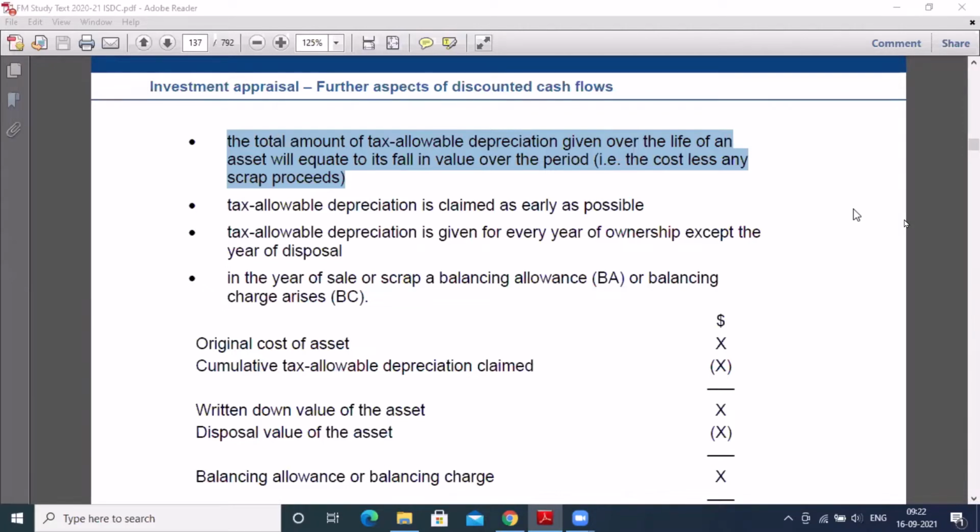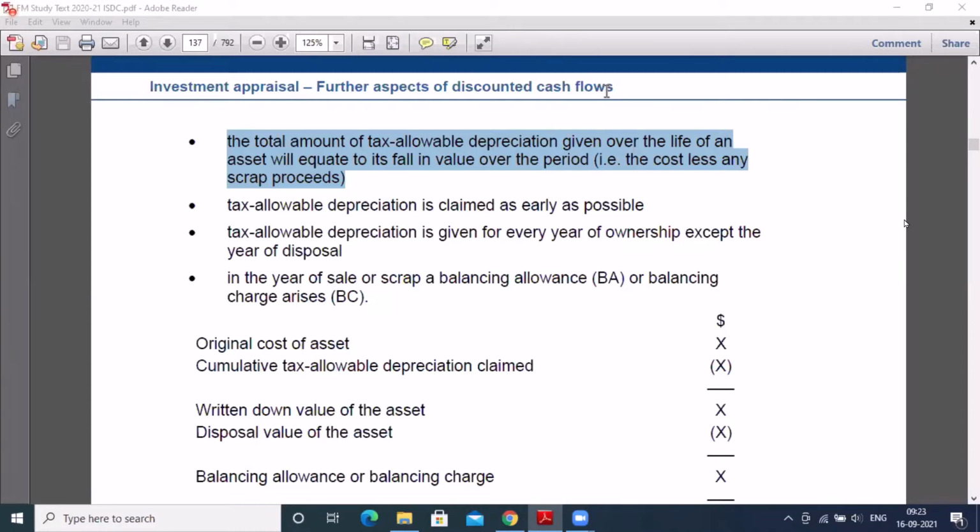It means, whatever depreciation you are calculating, suppose the tax allowable depreciation you calculated for 5 years, and the total value of depreciation for these 5 years is equal to its fall in value over the period. Nothing but the cost less any scrap proceeds, nothing but the residual value. Suppose the cost of the asset is 1 lakh, and after deducting the residual value, it is 70,000, so the amount of depreciation which you claim will be the same.